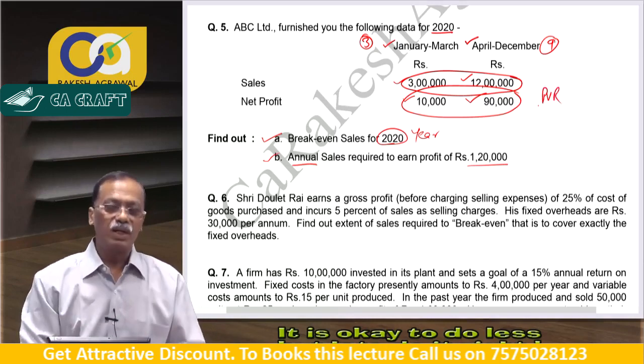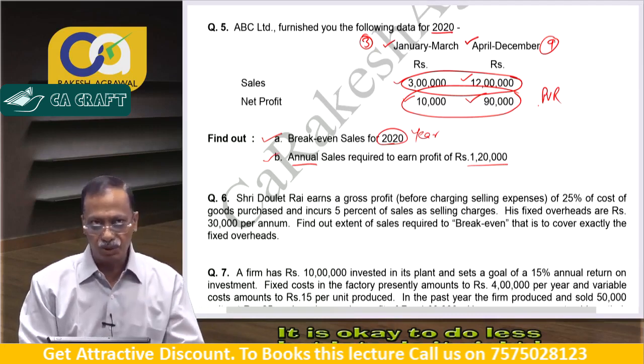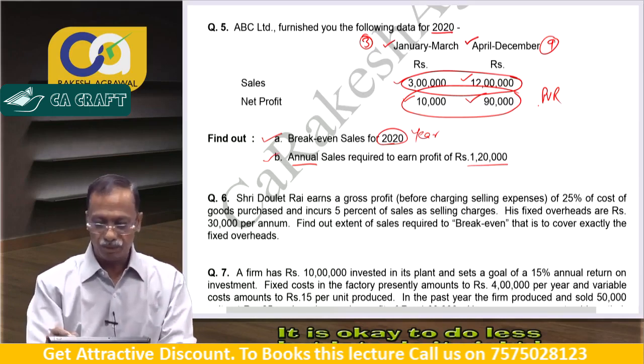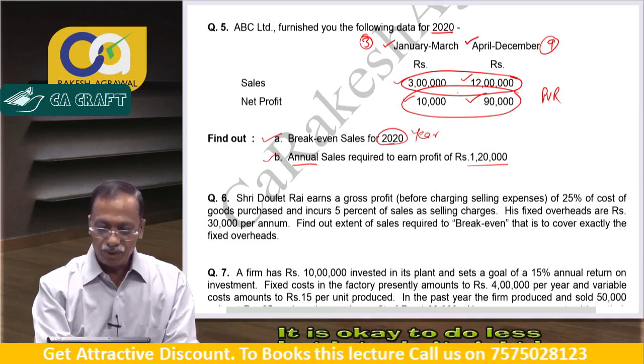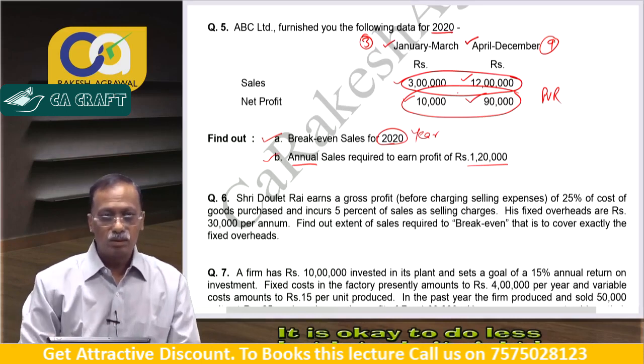But this time you will not get it. This time if you use this data which is given to you in the question as it is, without any modification, you won't get PV ratio. Now your question will be, why we won't get PV ratio? What is the problem then? So the problem is that data is for 3 months and 9 months. Now what difference does it make?